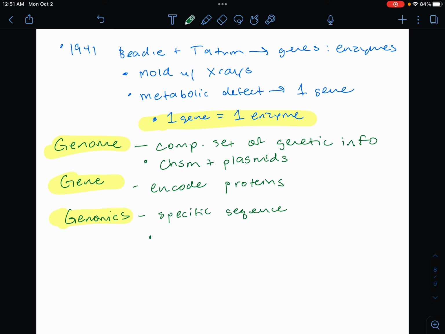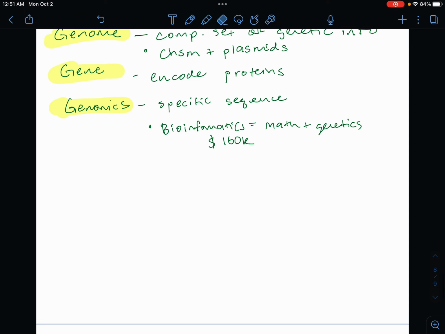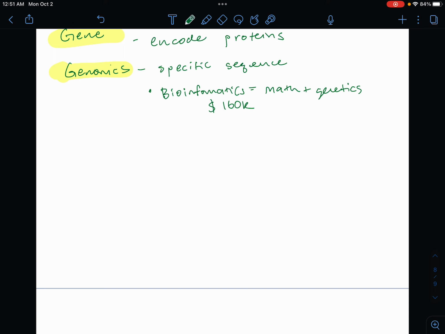Another fancier field would be bioinformatics, which is a blend of math plus genetics. And according to the professor, you can make up to like 160K just as a starting in that new field. Very surprising and exciting stuff. Make that bread, you know?